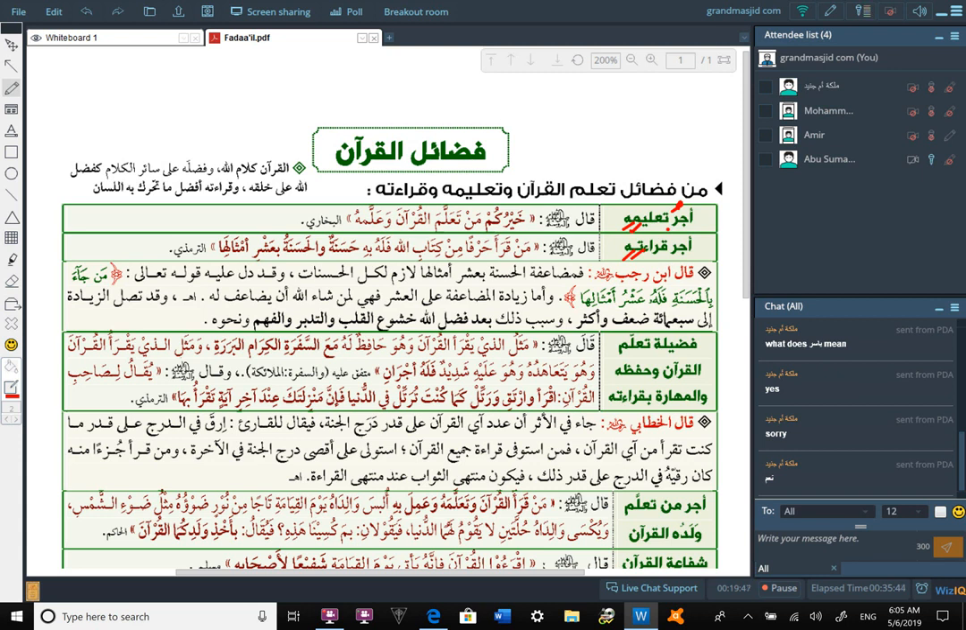So, من قرأ حرفا من كتاب الله فله به حسنة والحسنة بعشر أمثالها. Whoever reads a letter from the book of Allah, then he has for it, and because of it, a good deed. And the good deeds are multiplied by 10. They are 10 of their likes. This hadith is related by Tirmidhi. Are there any questions?